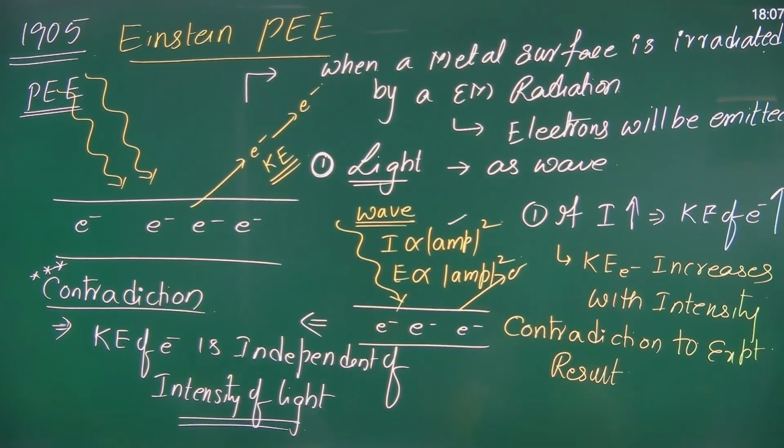So if you consider the wave nature, what is it violating? It is violating the observation of kinetic energy. Experimentally, what do we find? Whatever may be the intensity, the kinetic energy of the electron remains the same. It is independent of intensity. But if you assume it is a wave, as intensity increases, the energy of the wave is increasing. That's why the kinetic energy of the electron must increase. But it is not happening like this. Is it clear?